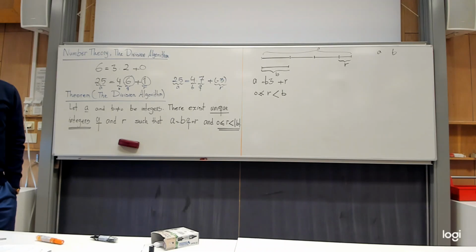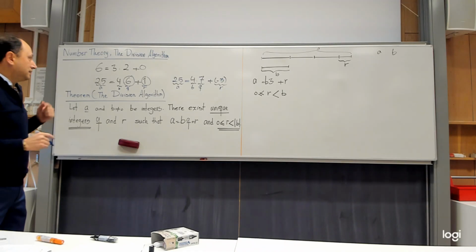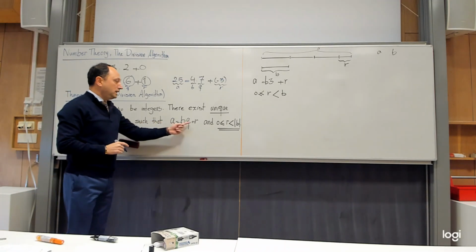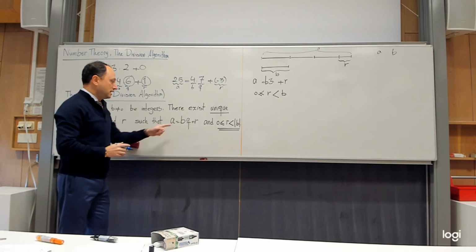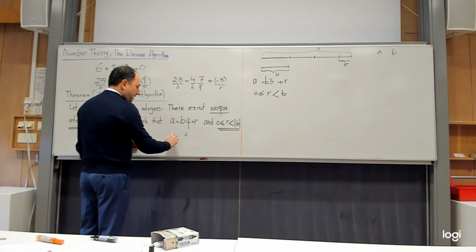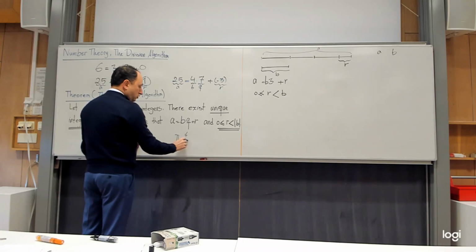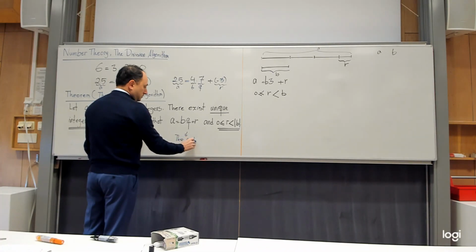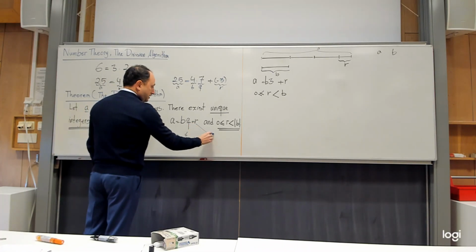In that case, this is why something unique deserves a name in mathematics. I can call this the, not a, the quotient. And I can call this the remainder.